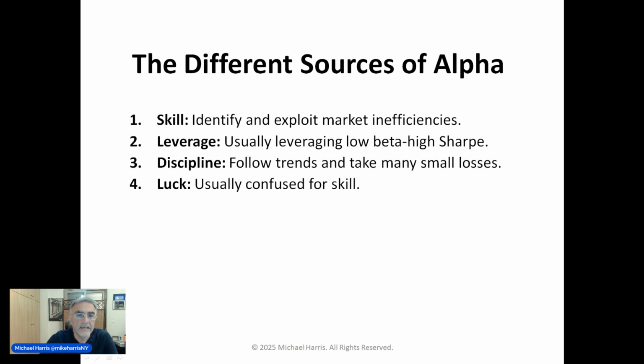So let's talk about the fourth, which is a common source of alpha, and it's luck. And it is usually confused for skill.